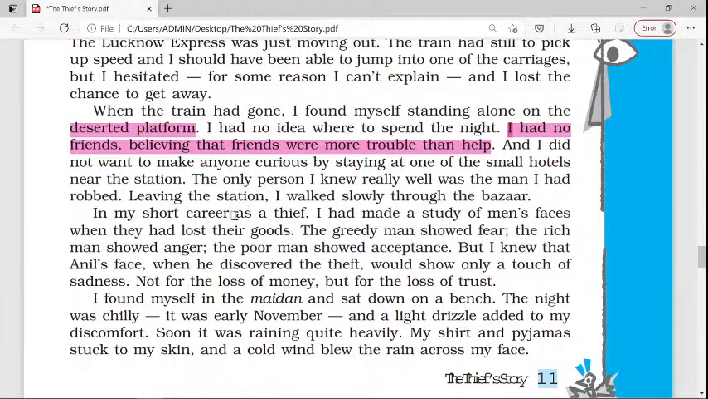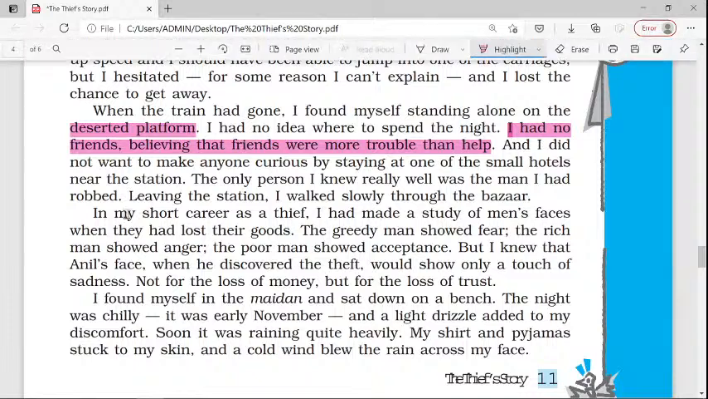Okay, at that place the only person that he knew was Anil. Leaving the station, I walked slowly through the bazaar. So he left the station and walked slowly towards the bazaar. In my short career as a thief, I had made a study of men's faces when they had lost their goods. The greedy man showed fear.